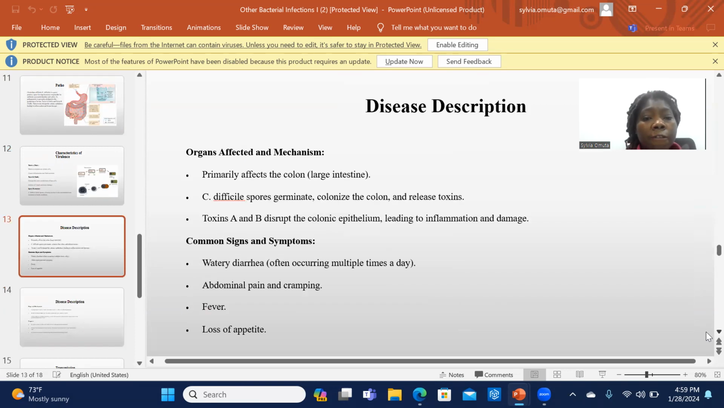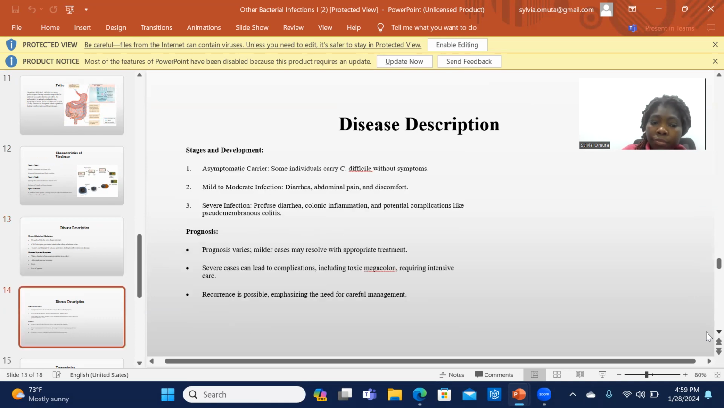Disease description. Organs affected and mechanism. Primarily affects the colon, the large intestine. C. difficile spores germinate, colonize the colon, and release toxins. Toxin A and B disrupt the colonic epithelium, leading to inflammation and damage. Common signs and symptoms: watery diarrhea, often occurring multiple times a day, abdominal pain and cramping, fever, and loss of appetite.